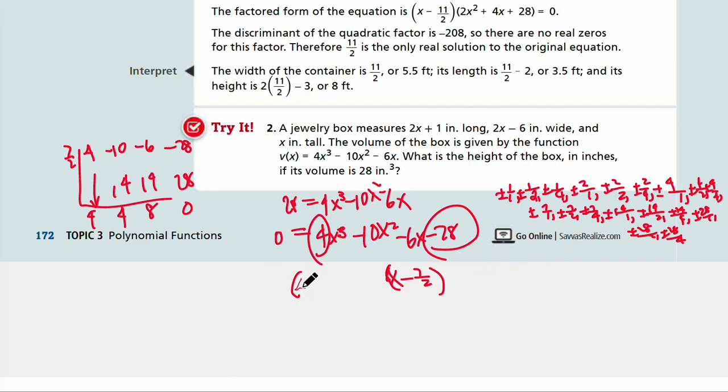Okay, and so write the factored form. 4x squared plus 4x plus 8 would be another factored form, and then you check the discriminant and you figure out it's negative. Oh, then those are imaginary solutions, so the only real root should be this one. So the height of the box in inches, which is represented by x, should be 7 over 2.